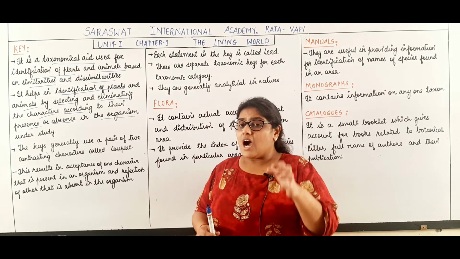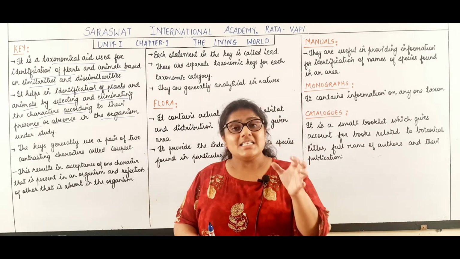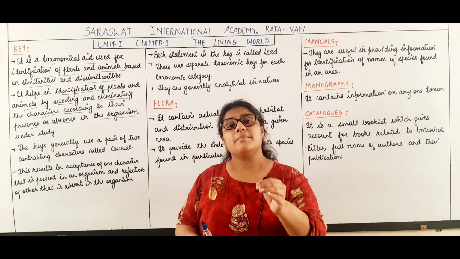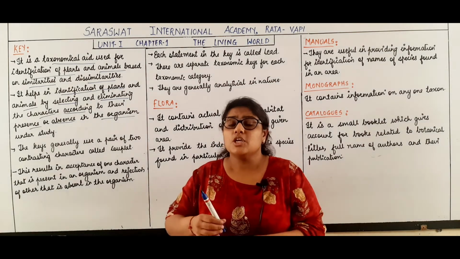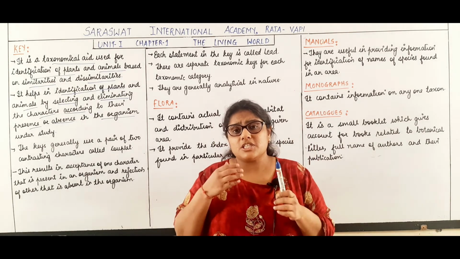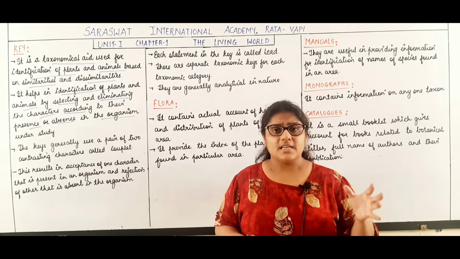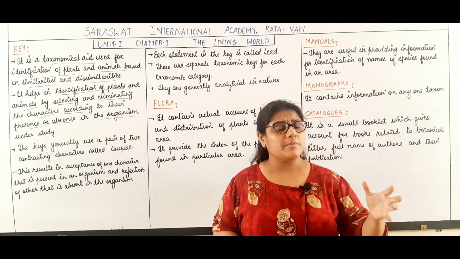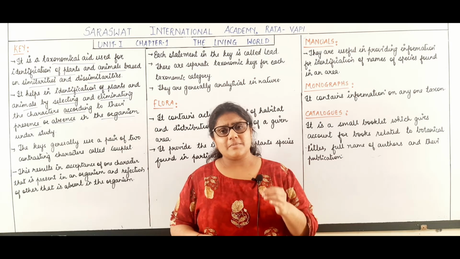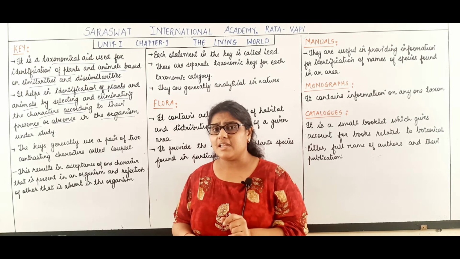So, how are keys helpful in identification of plants and animals? By selecting and eliminating the characters according to their presence or absence in the organisms. The character which is present will be selected, and the character which is not present will be eliminated. I explained this with the example of maize, and the character we are studying is the number of cotyledons, which may be 1 or 2. If I consider maize, which character will I consider? 1 cotyledon. Which character will I eliminate or reject?